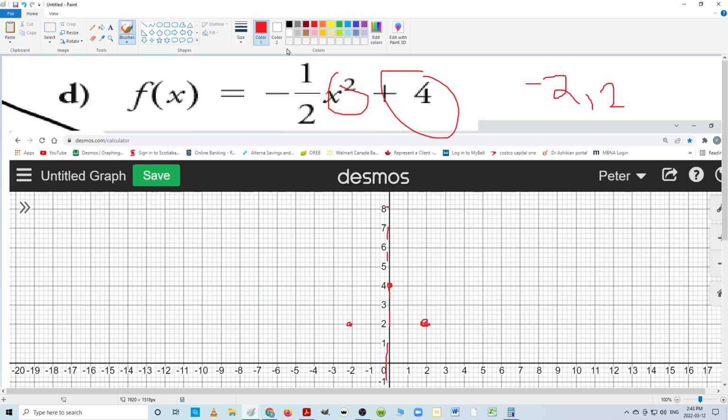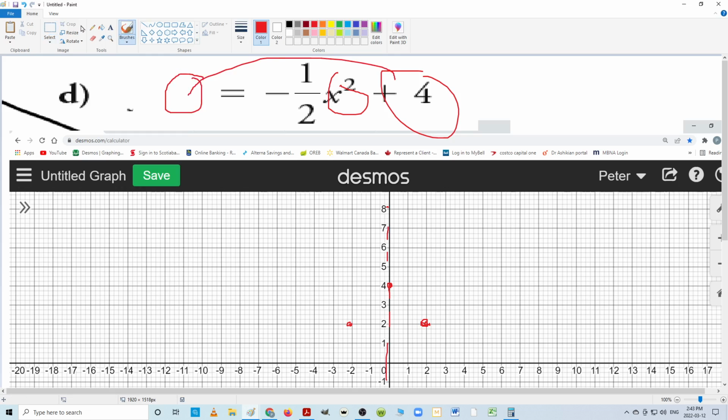If I wanted to find the x-intercepts, here's what you would do. What value is y at the x-intercept? 0. So first step, subtract 4.